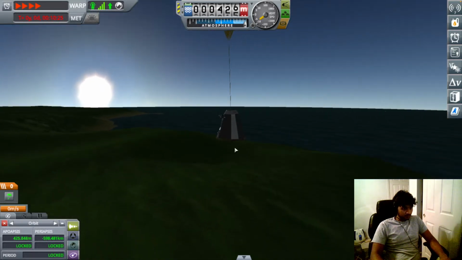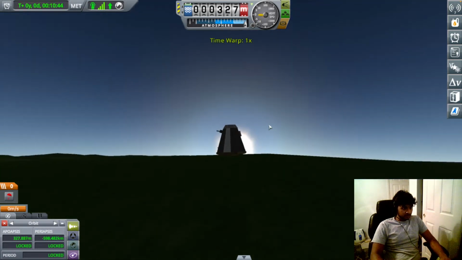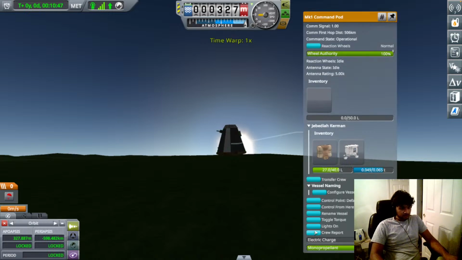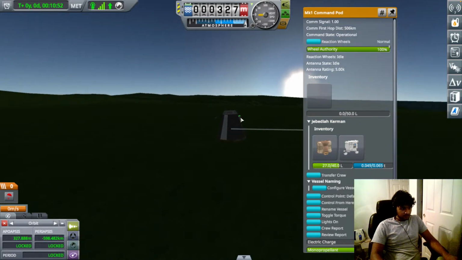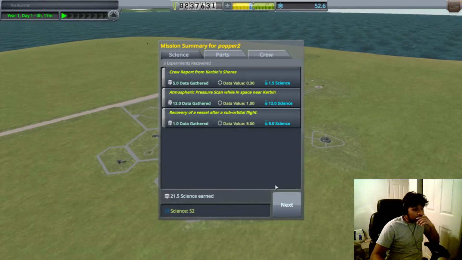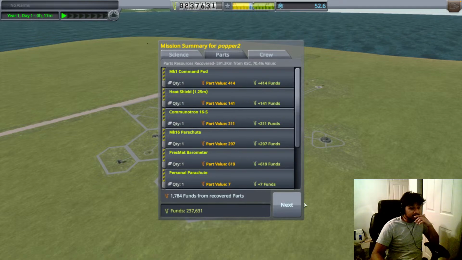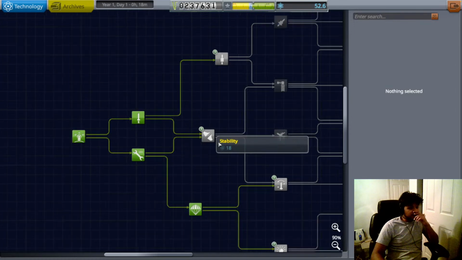Well, at least Jebediah is alive, which is all that's really important in the grand scheme of things. Cover the vessel, guys. Should cover the vessel, Kerbonauts. Ooh, that is a lot of science, guys. This is looking good for our R&D department.